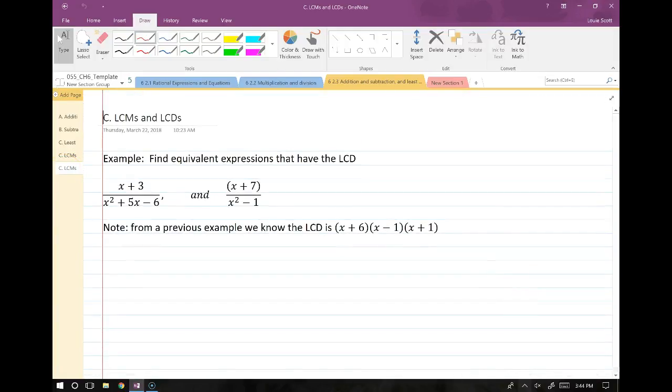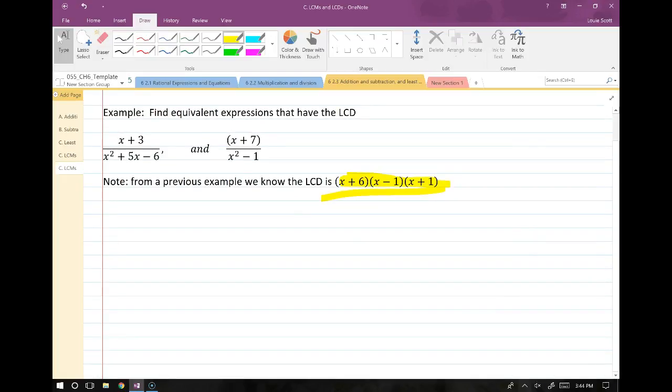Okay. So in this example, they actually want us to find the equivalent expressions that have the LCD for these two rationals. But we already found the LCD for these in another problem. So we know this is the LCD, and we just want to convert both of these so that they are ready to add together if we want to. Really, we're going to have to factor this anyway, just because we have to see which factor it's missing.